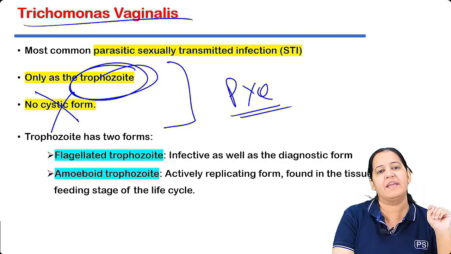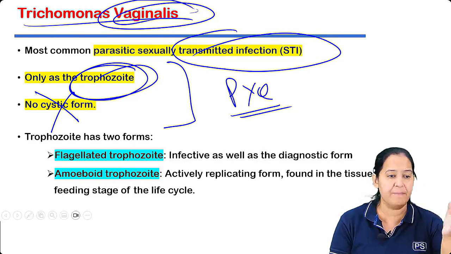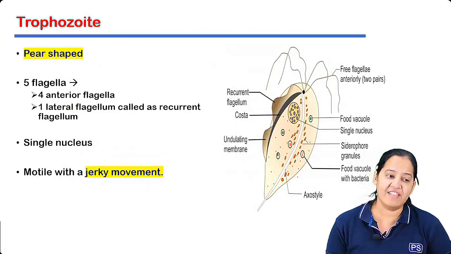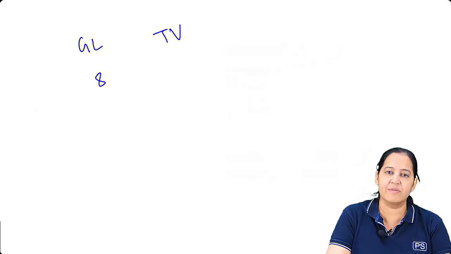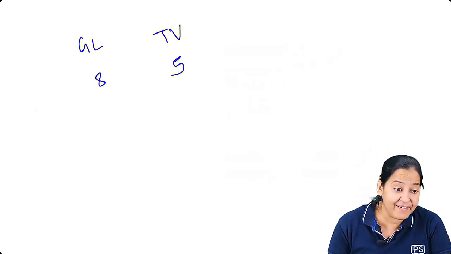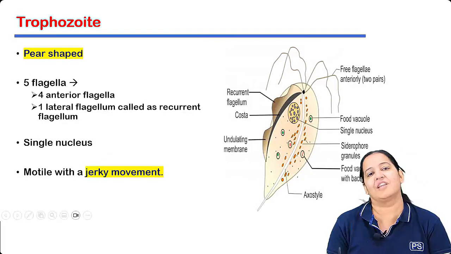And as the name indicates, vaginalis, of course it is an STD. Of course it is a parasitic STD, right? So how many flagella? We are studying flagellates. You have to tell me the number always. In Giardia lamblia, I told you 8 are there. In Trichomonas vaginalis, 5 are there. Not 5 pairs. I'm saying 5. Not 5 pairs. I'm saying 5. So please learn the number.